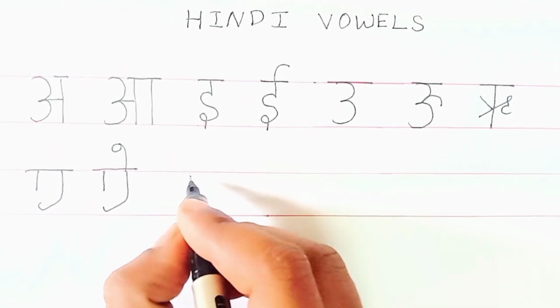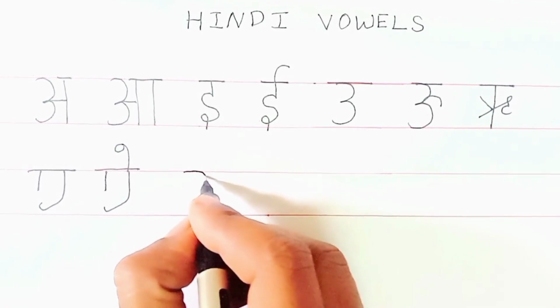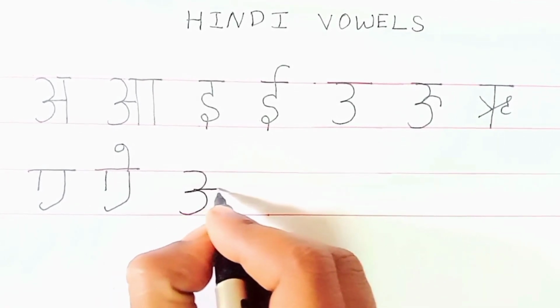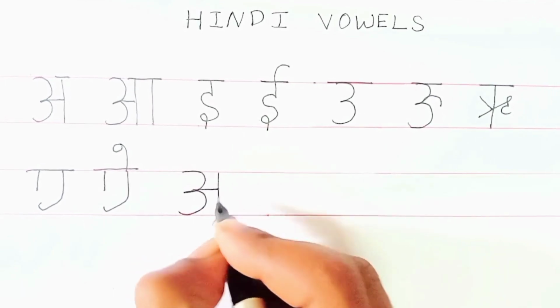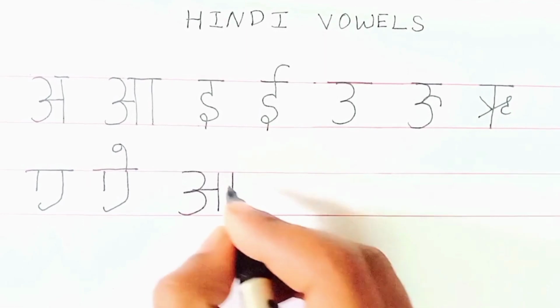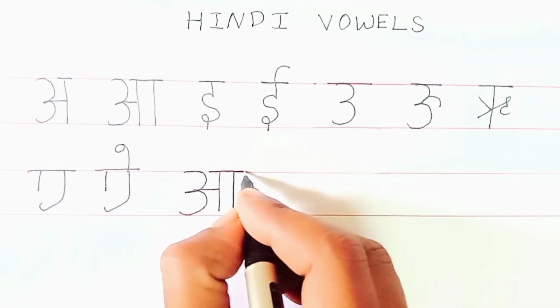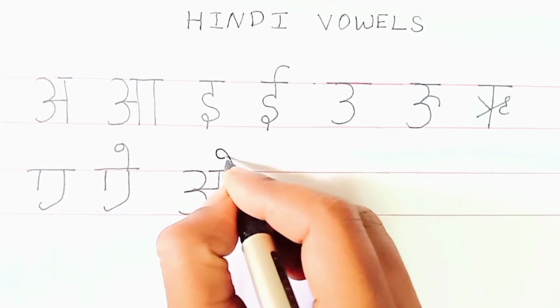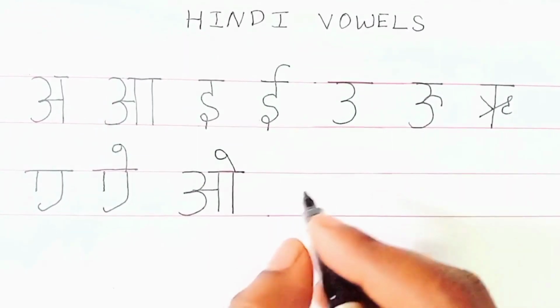And the next letter is O. For writing O, the letter R is used. On the top of the letter R, we have to put a small tail. One tail means it's O.